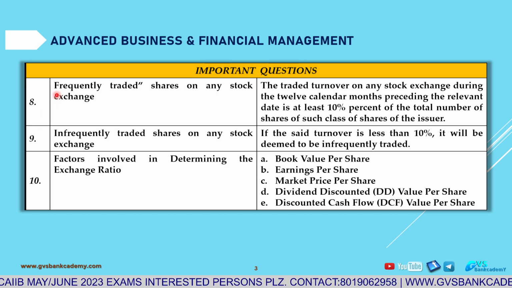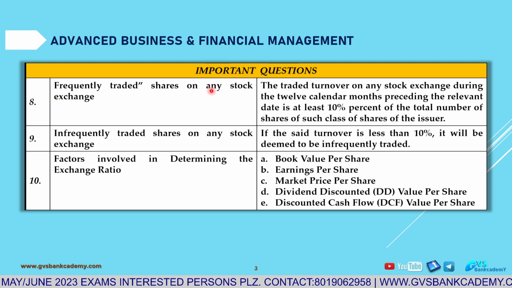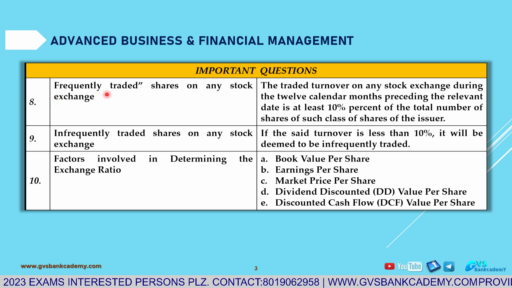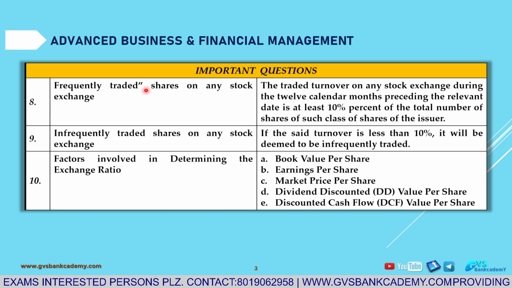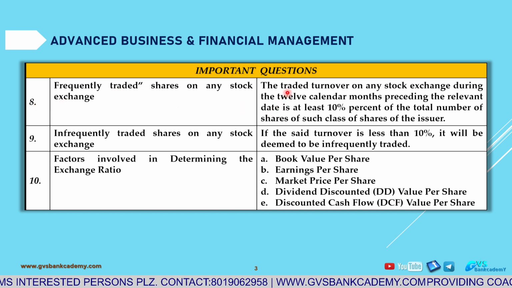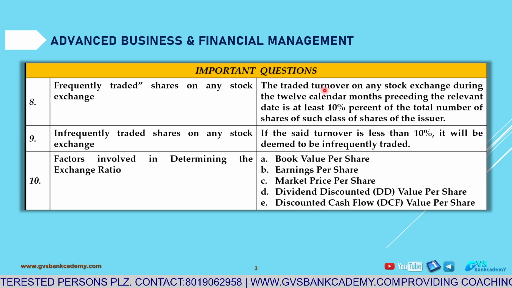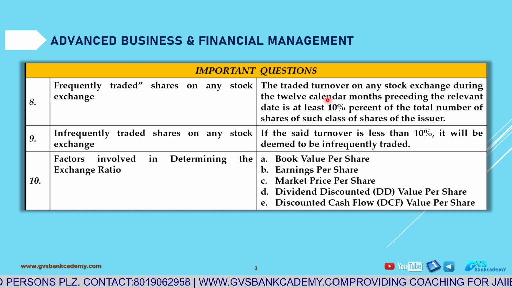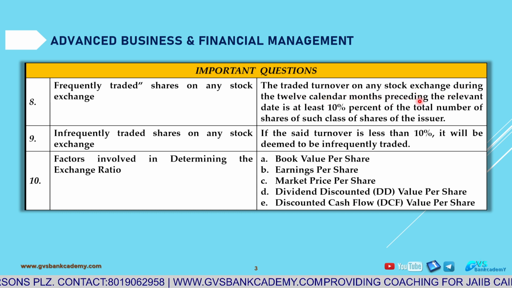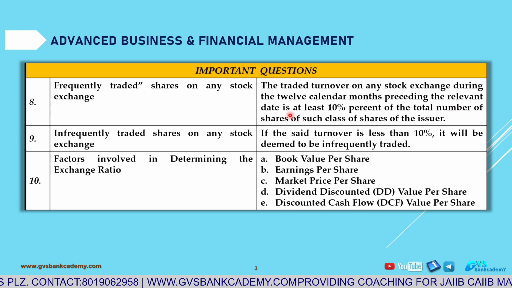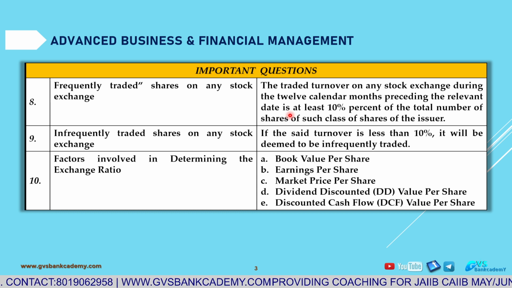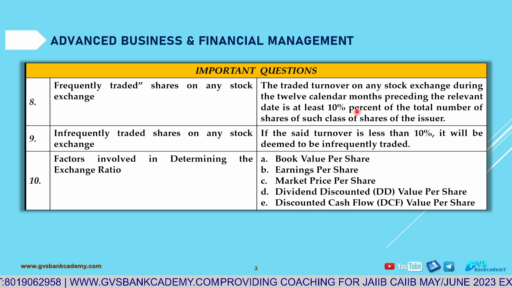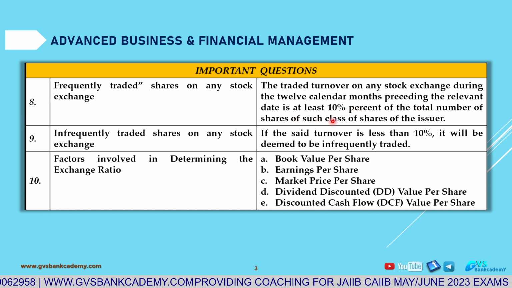8. Frequently traded shares on any stock exchange. How we can determine that it is a frequently traded share on any particular stock exchange. The traded turnover of the stock exchange during the 12 calendar months preceding the relevant date, preceding the amalgamation date, preceding the public announcement, is at least 10% of the total number of shares of such class of shares.